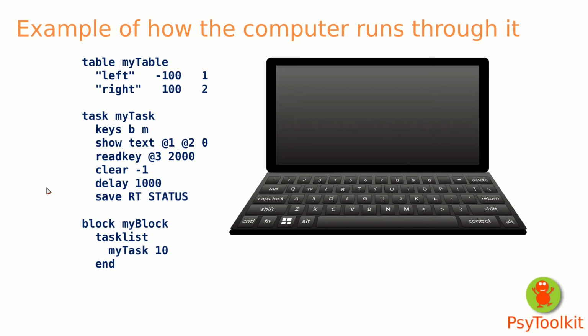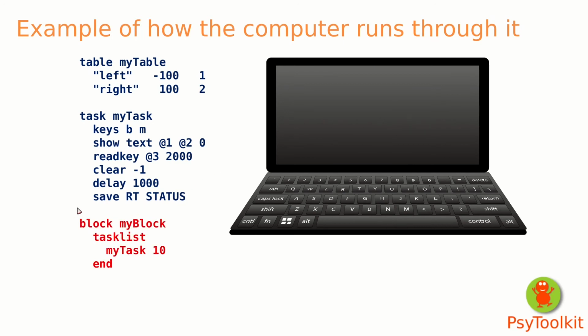Now, let's run through the same script from the point of view of the computer. Here you see the computer with the keyboard. The B and the M keys are on here. This is the typical English layout. I think on most computers the B and the M are here. From the computer's point of view, the first thing that it will do is the block. It looks at how many tasks it has to do. And so it will see here, okay, I have to do my task 10 times. So then it goes to task, my task.